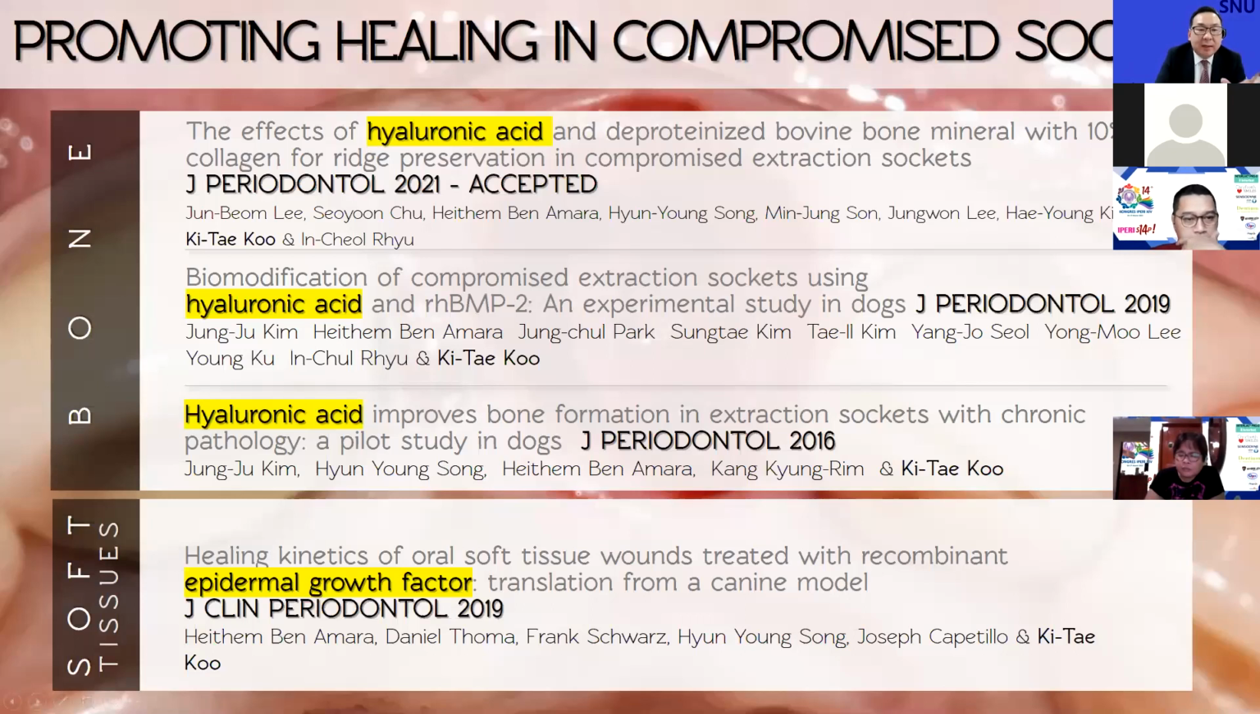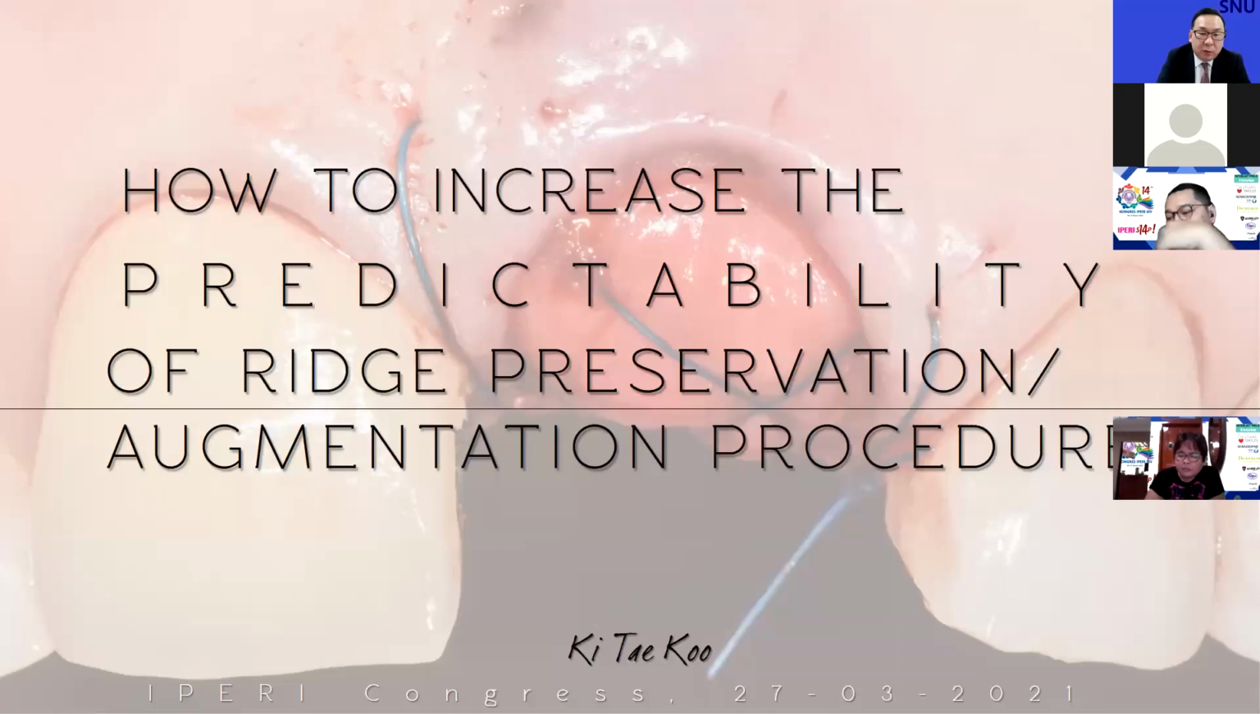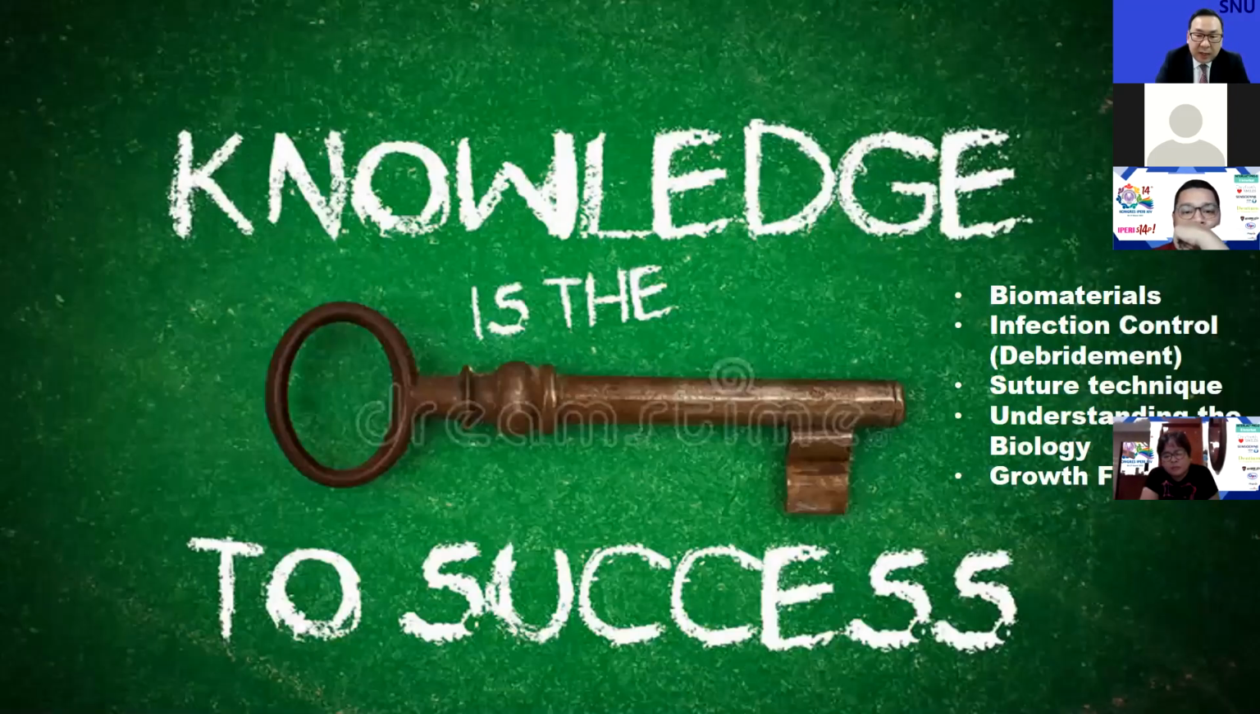And I come back to the title, How to Increase the Predictability of Ridge Preservation Augmentation Procedures. And just to summarize, okay, we have talked about biomaterials, okay? So utilizing the matrix type of bone, and also there are different types of collagen membrane out there, okay? My personal preference is the non-cross-linked collagen membrane. So I think this could help to enhance the predictability.